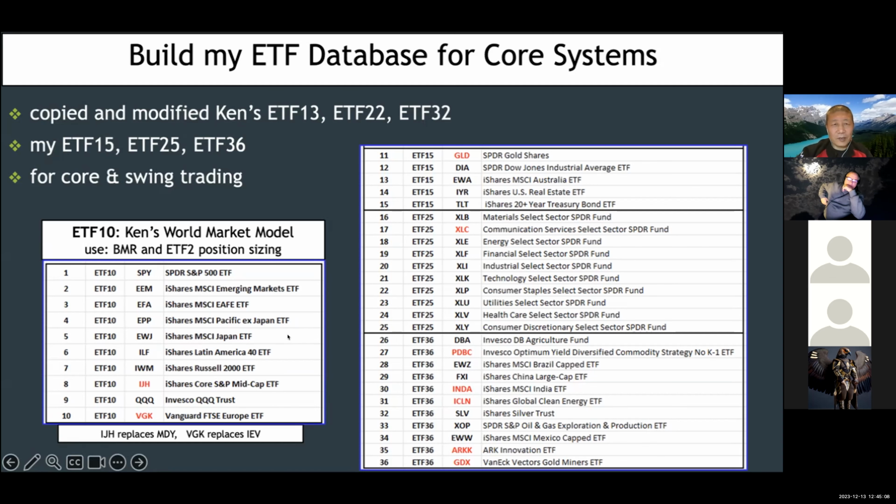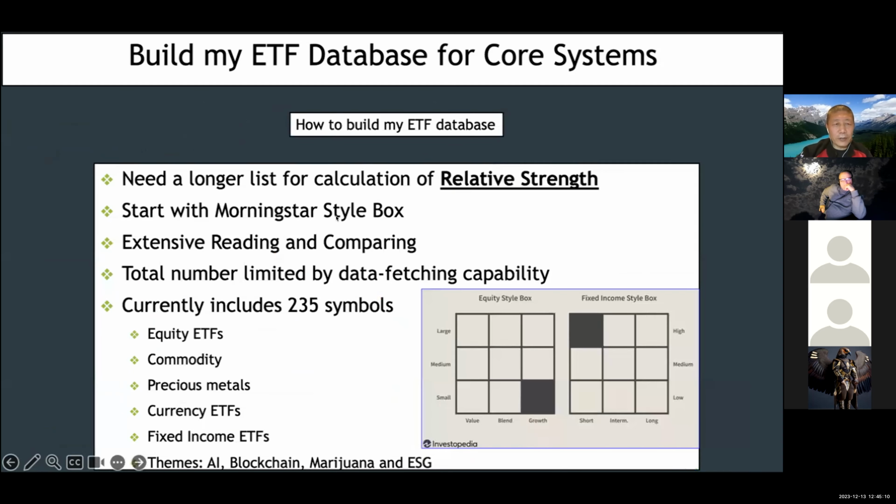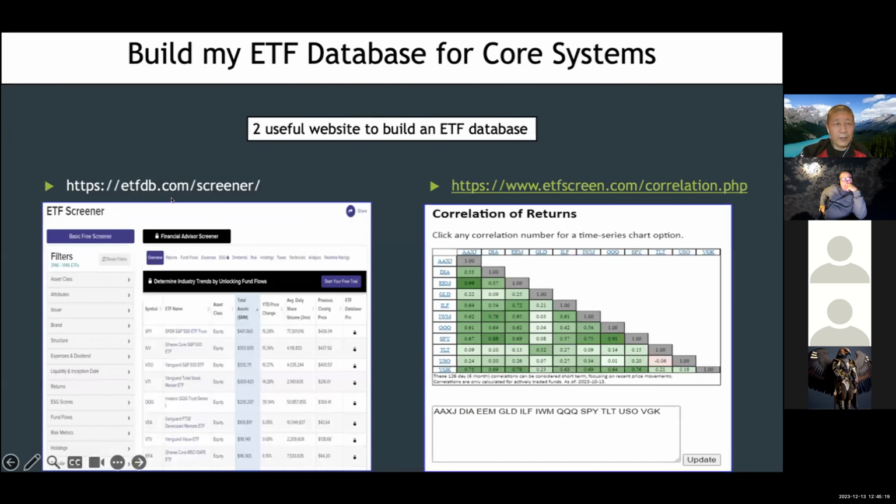So now if I want to expand my symbols, I just use this philosophy here. Or you can go to the website to find all the ETFs. I like this website because it has a correlation study for the 250 days. I like that. My own study.